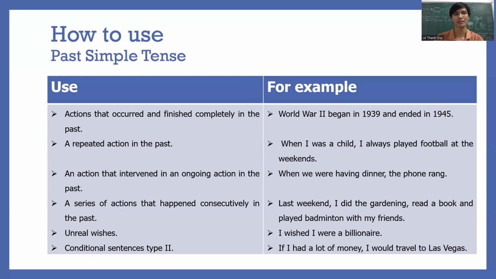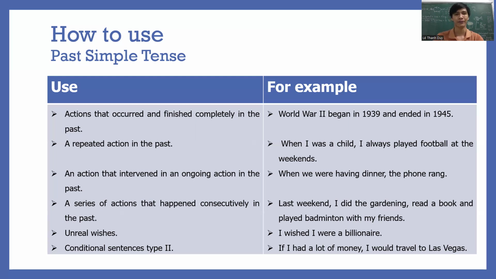The past simple tense is also used to describe a repeated action in the past. For example, when I was a child, I always played football on the weekends. Thirdly, the past simple tense is used to describe an action that intervenes in an ongoing action in the past. For example, when we were having dinner, the phone rang.